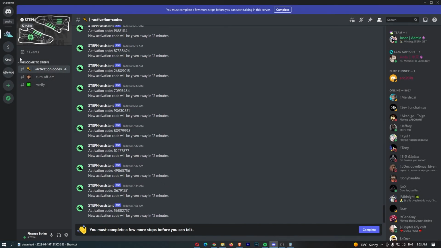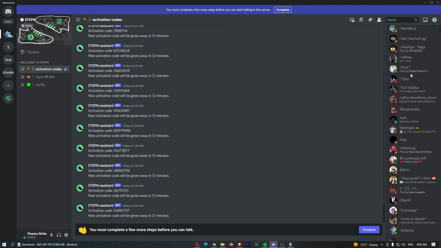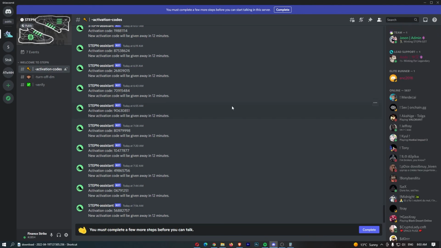And we can see right here, as soon as we get into the StepN Discord server, every 12 minutes, there is going to be an activation code. If you use this quickly, you will be able to get access to the app. However, be aware, guys, there is a lot of people, as you can see, all of these people online, and the vast majority of these people are also going to be looking for an activation code. You need to be very, very quick when you do this, and I guess if you get a little bit lucky, if you type them in fast enough, you will be able to get accepted for this app using the activation codes given away in the Discord.